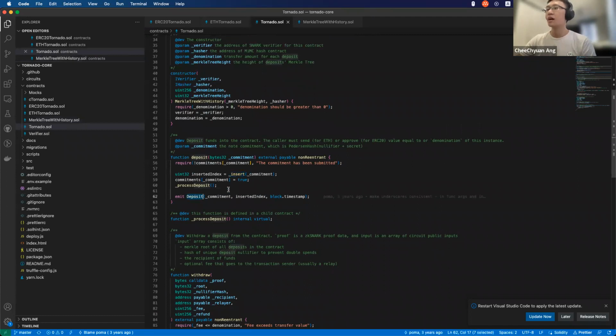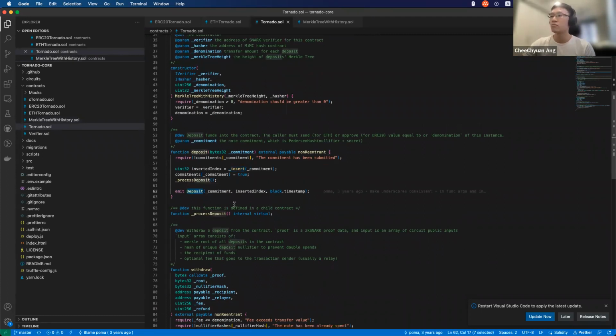And once that is done, it will emit an event called deposit, and this one will show the insert index and the commitment. Later on, we'll see that this will be used to help us generate our Merkle path. So yeah, we'll see that in a CLI.